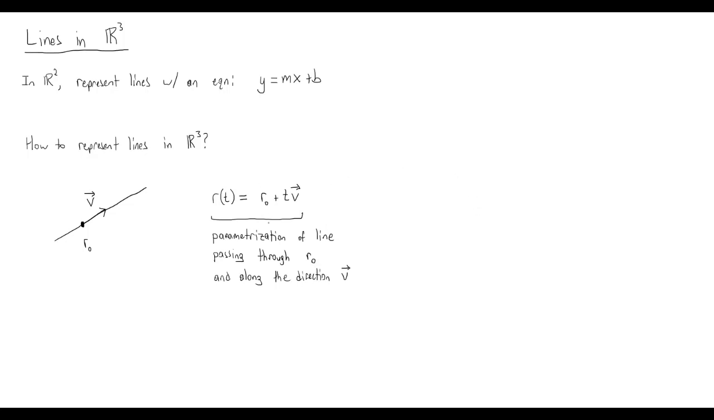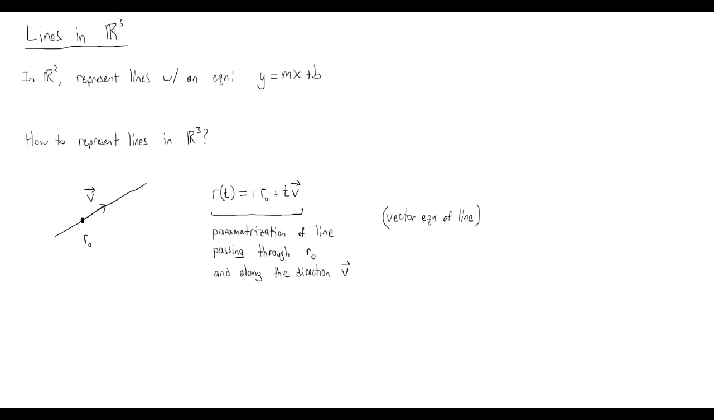Now, this is also, I think, referred to as the vector equation of a line. Okay. And it's referred to as a vector equation because, of course, in the formula, it involves a vector v, and also we have the point r0. Okay.